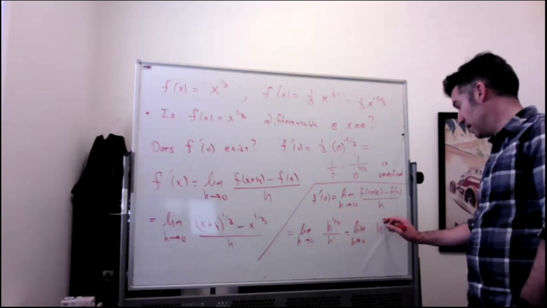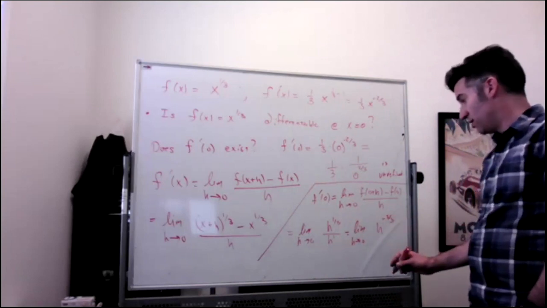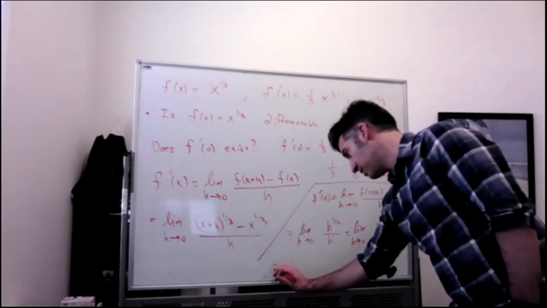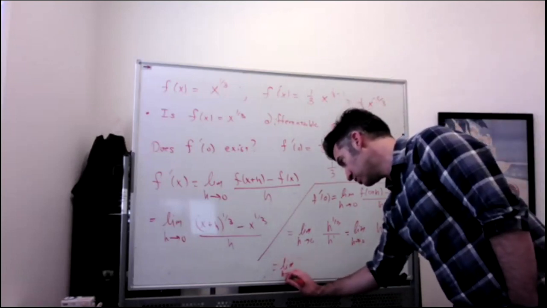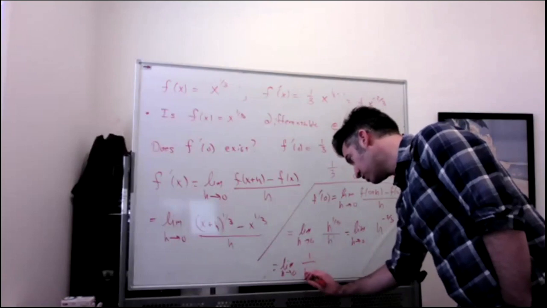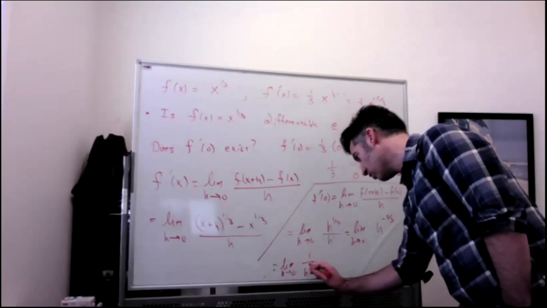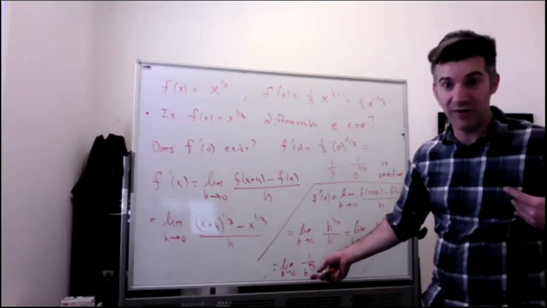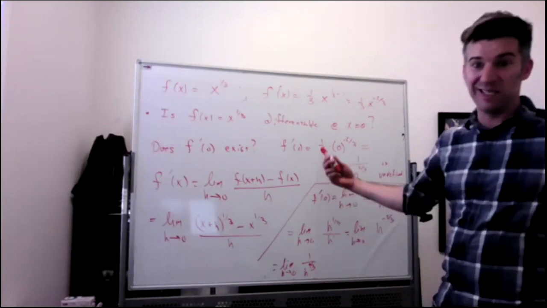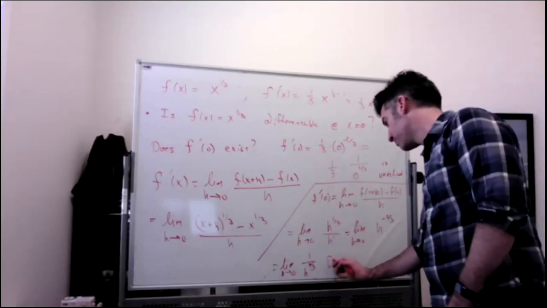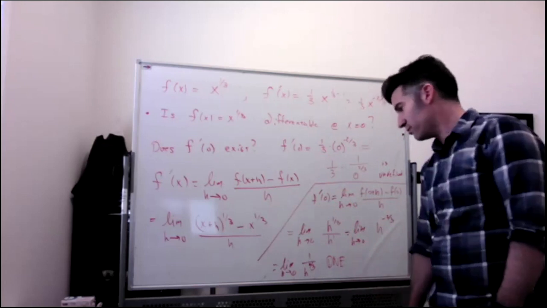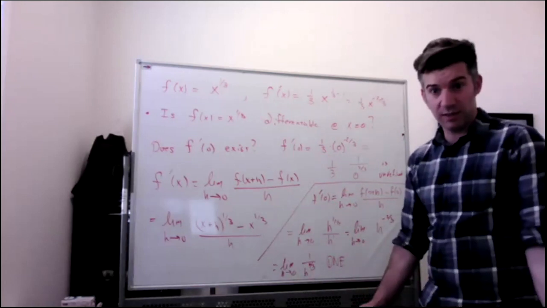1/3 minus 1 is negative 2/3. But we know that's the same as the limit as h goes to 0 of 1 over h to the positive 2/3. And if you plug in 0 for h, you're going to get 1 over 0, which doesn't exist. So this limit doesn't exist.